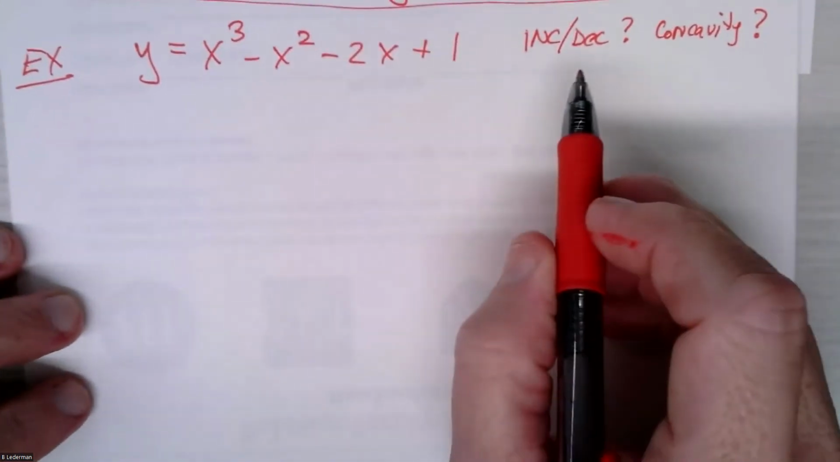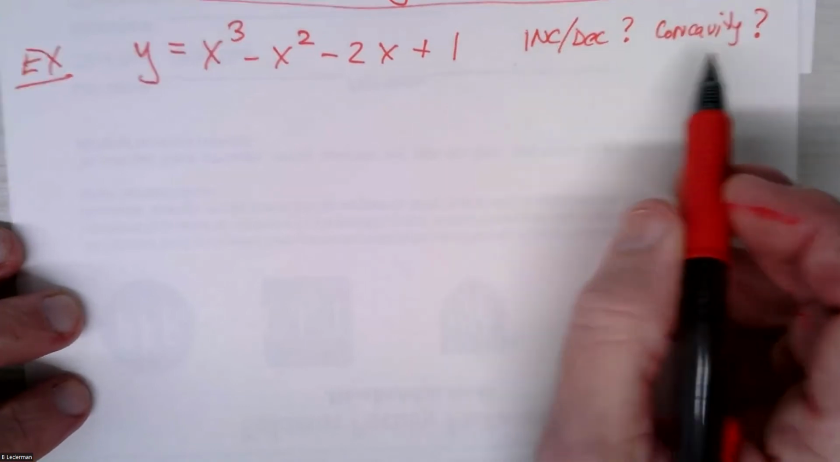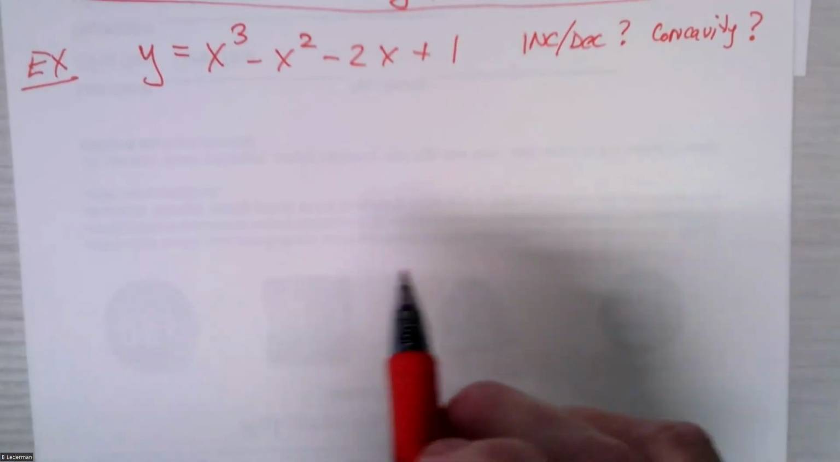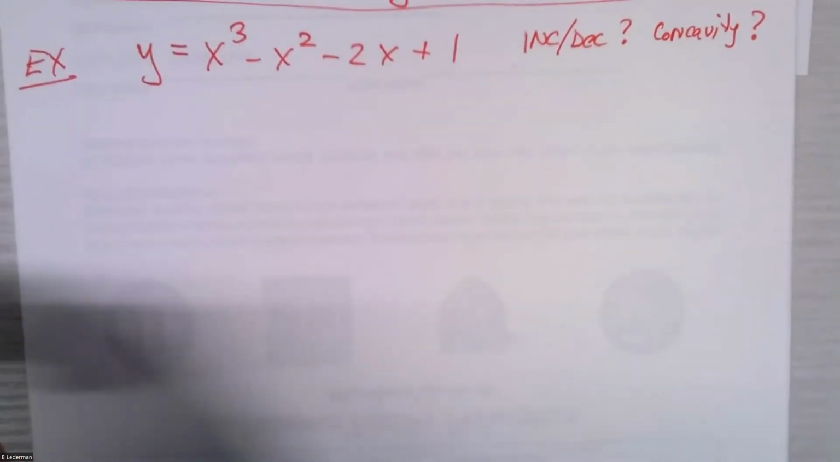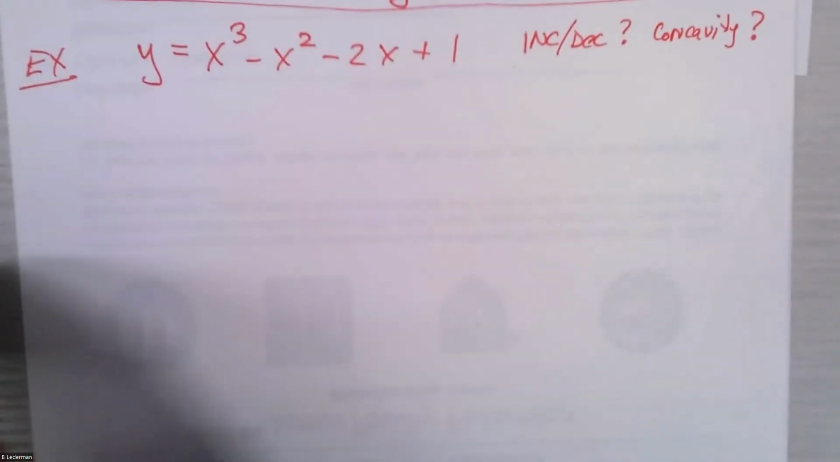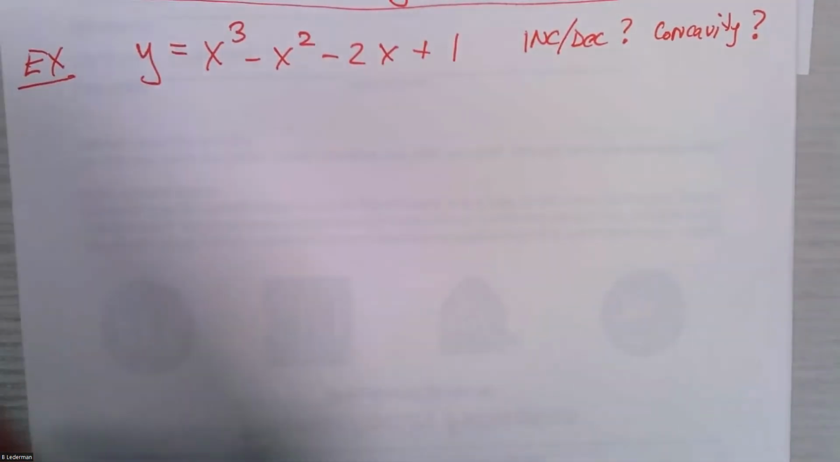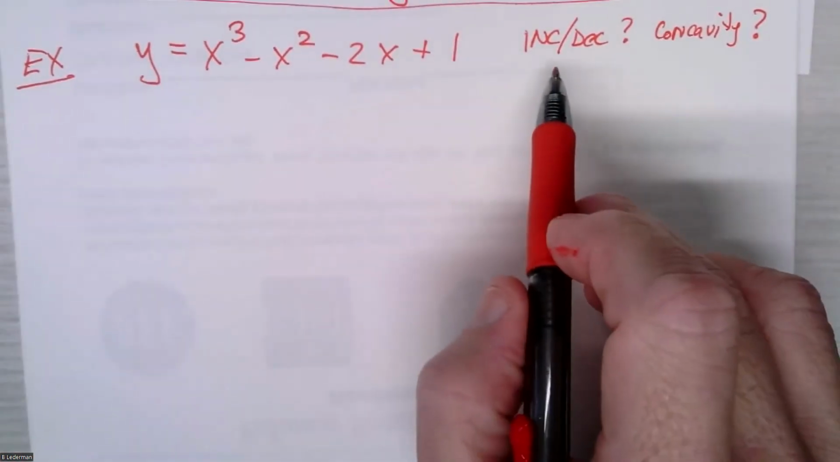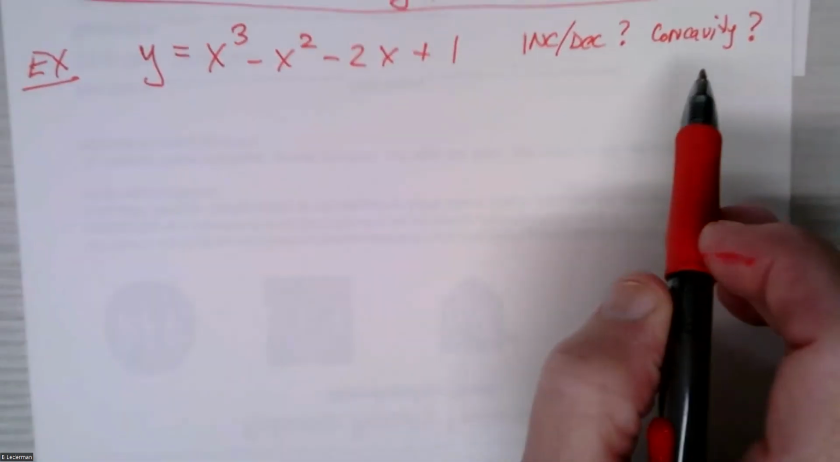All I'm interested in right at the moment is just increasing, decreasing, and concavity. I'm going to make a part two, and in part two of this video, we're going to get into a lot of specifics when we sketch curves: asymptotes, x-intercepts, y-intercepts, and all that kind of stuff. But right now, I just want to find where it is increasing, where it is decreasing, and what the concavity is.